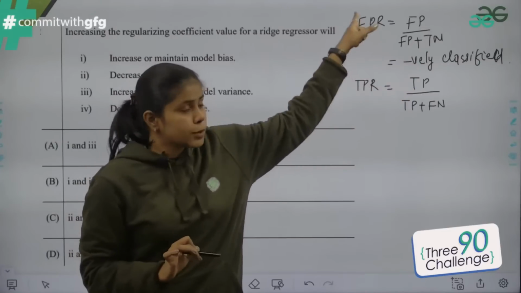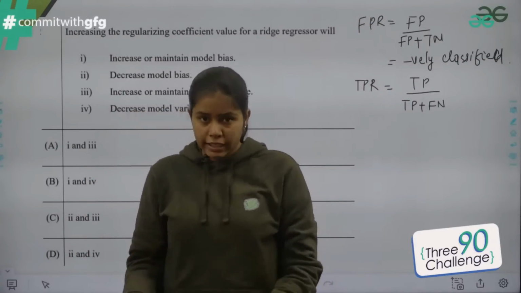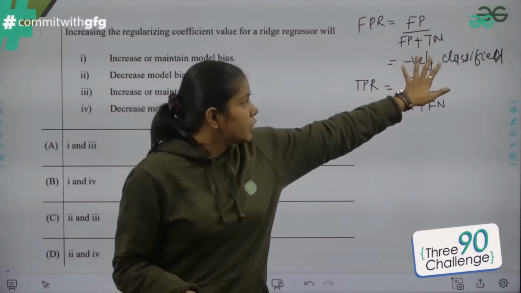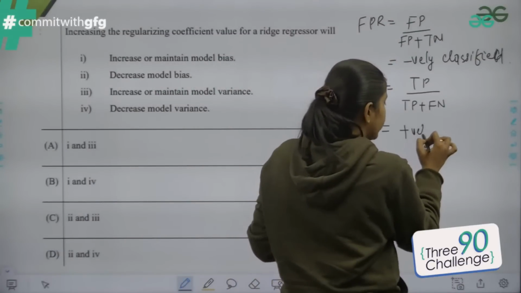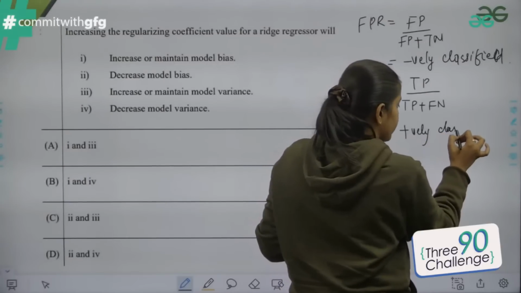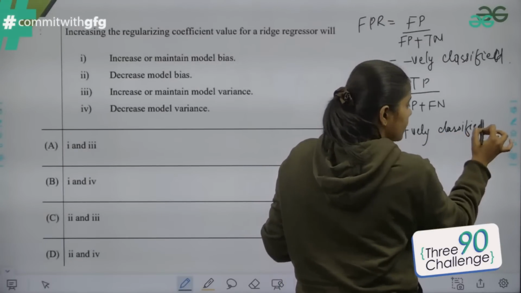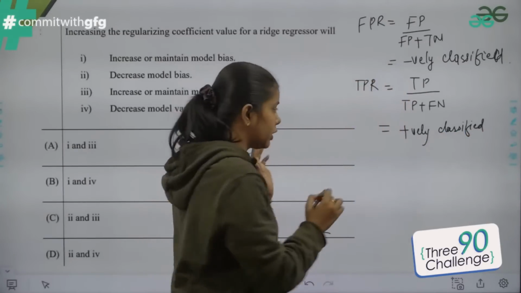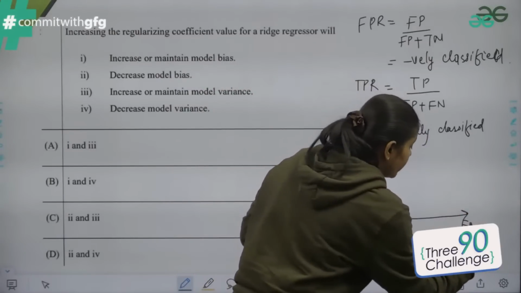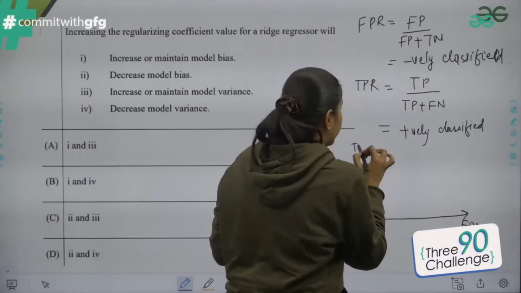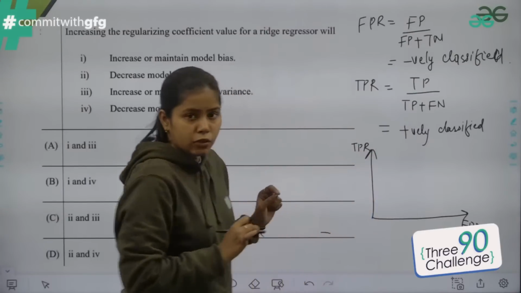False positive rate gives me the fraction of negative examples classified as positive, right? And true positive rate would give me the fraction of positive examples classified as positive. Now if I plot this data, if I write down FPR here and TPR here, true positive rate, right?